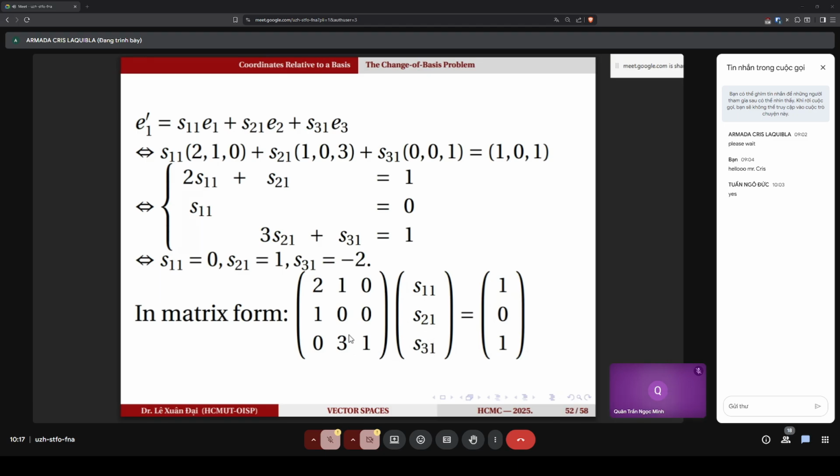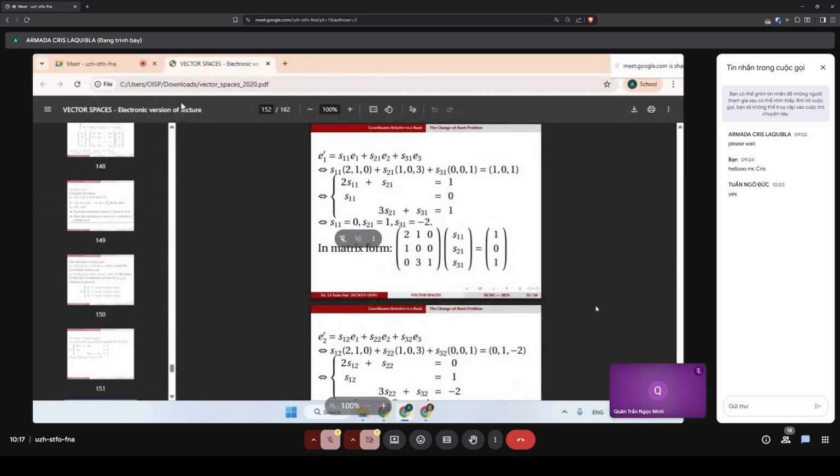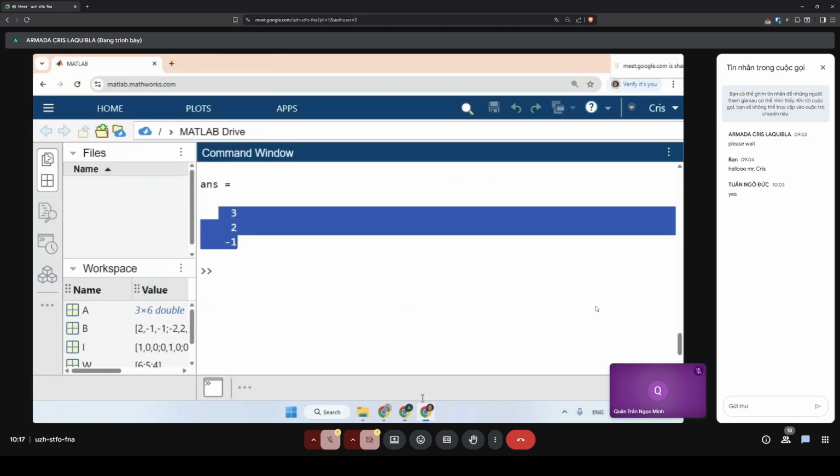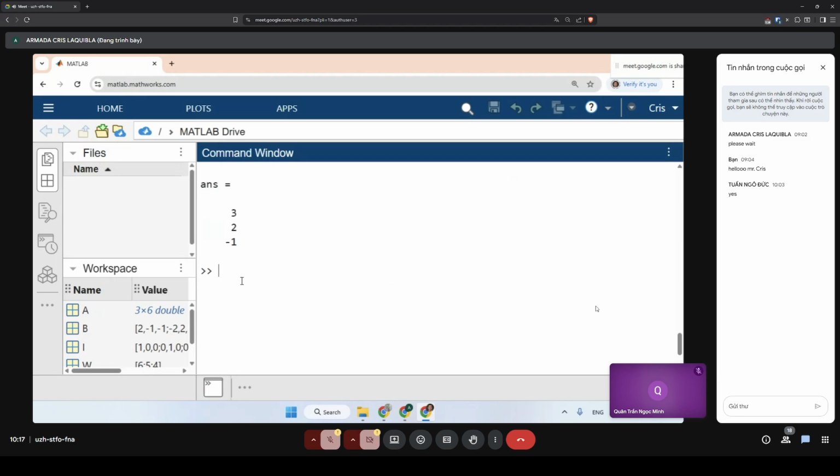So to check this using our MATLAB, we type it there. And that's very easy. All you have to do is get the RREF of that matrix. So if we have matrix A, we label it A, 2, 1, 0. The answer is 1 there.